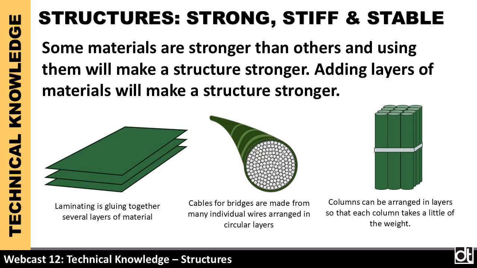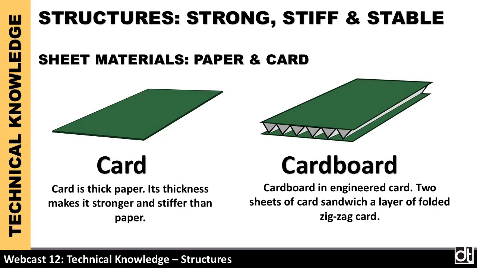In the next few slides, we are going to look at some techniques that are used to make structures strong, stiff and stable. As well as choosing appropriate materials for the structure, adding layers of these materials will make the structure stronger. In primary schools, children will experience making structures using a range of materials, and it is likely that many of these products that they design will be made of paper, card or cardboard.